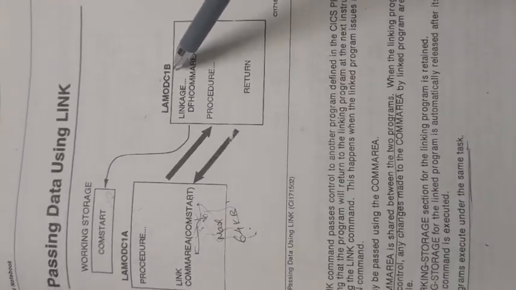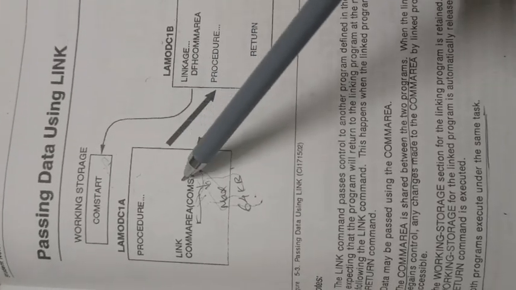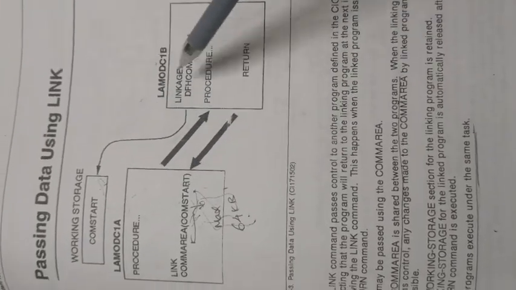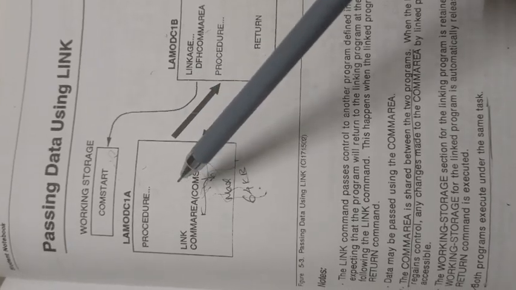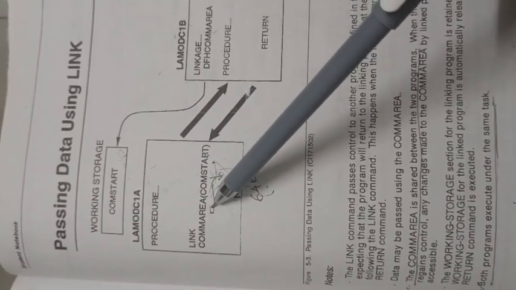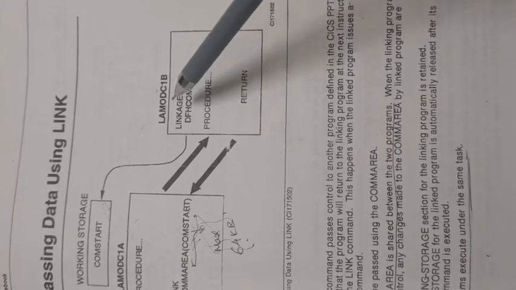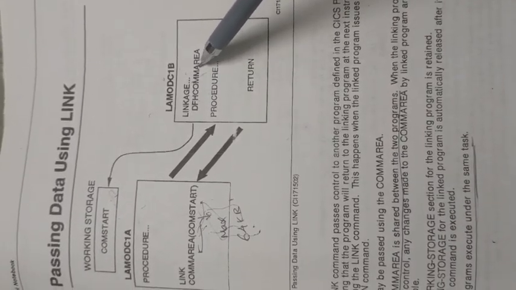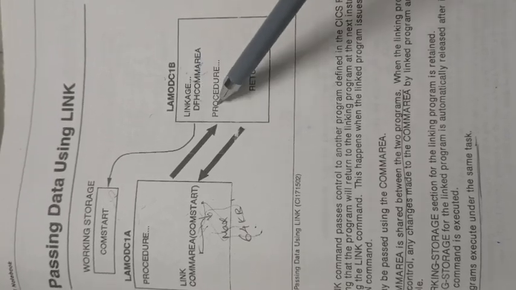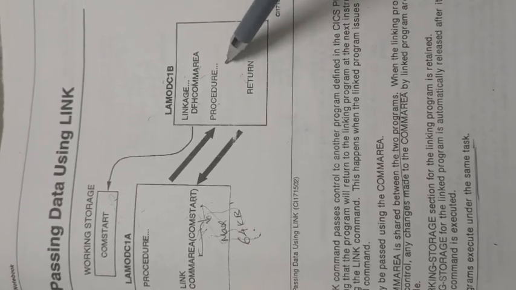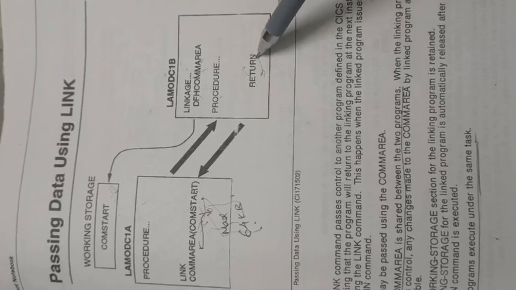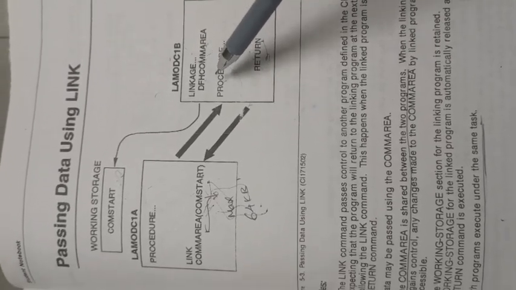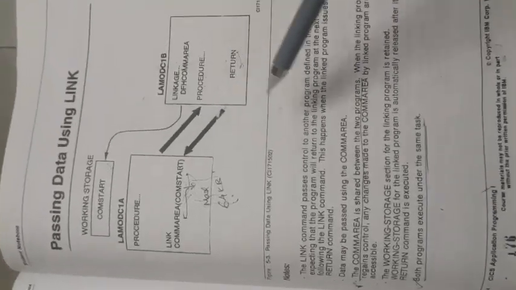You can see this is program B. One more important point: whatever program you are calling from program A to program B, program A, the main program, should use the LINK COMMAREA command, and the subprogram should define DFHCOMMAREA. The data is passed into the DFHCOMMAREA and received in the DFHCOMMAREA. In the procedure division, you have to define the RETURN command to return the data area to the calling program.